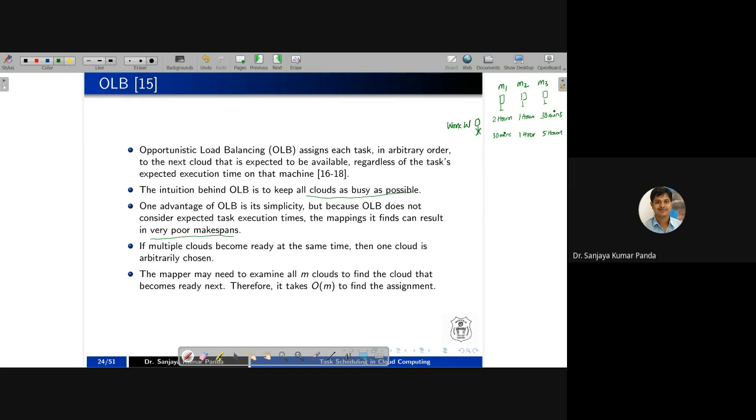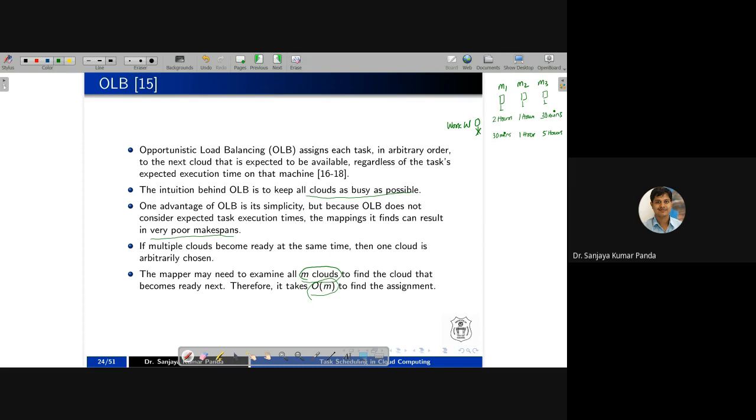So the mapper may need to examine all M clouds. For each and every task, we need to examine all the M different clouds to find the cloud that becomes ready next. For example, I have examined 3 different clouds here. I got 2 hours, 1 hour and 30 minutes. So I have selected 30 minutes, because that is going to be ready next. So for each and every task, if there are m machines, the complexity is order of m. For each task, you need to map to m different machines, so you can consider the complexity as order of m.